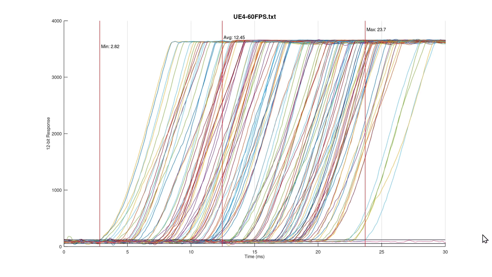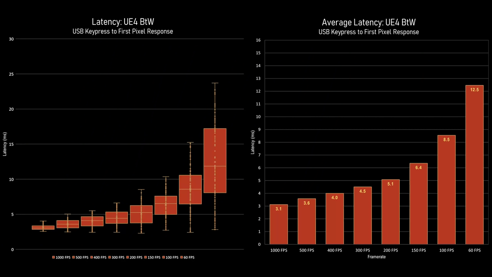But again, we'll get there. I showed these Octave graphs mostly because I like the way they look, but let's put all this data into an easier to understand format.